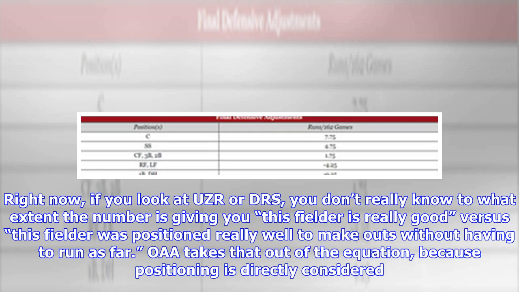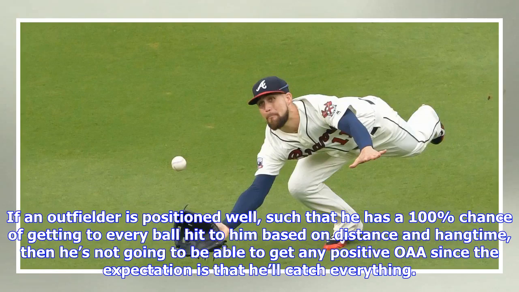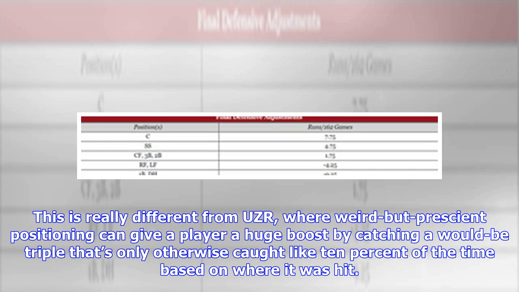Right now, if you look at UZR or DRS, you don't really know to what extent the number is telling you this fielder is really good, versus this fielder was positioned really well to make outs without having to run as far. OAA takes that out of the equation, because positioning is directly considered. If an outfielder is positioned well, such that he has a 100% chance of getting to every ball hit to him based on distance and hang time, then he's not going to be able to get any positive OAA since the expectation is that he'll catch everything. This is really different from UZR, where weird but prescient positioning can give a player a huge boost by catching a would-be triple that's only otherwise caught like 10% of the time based on where it was hit.